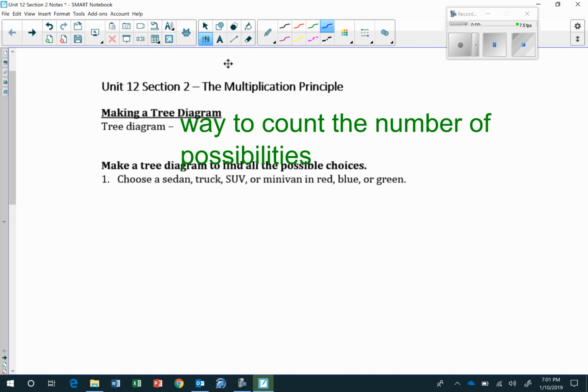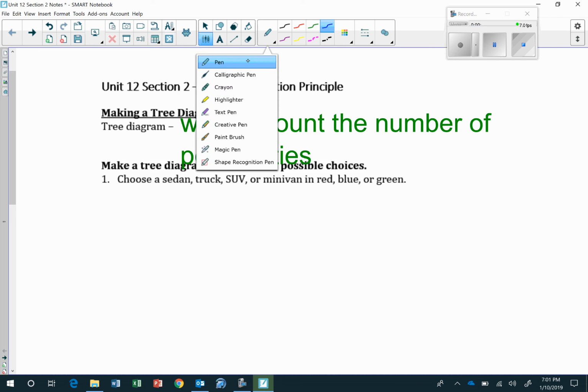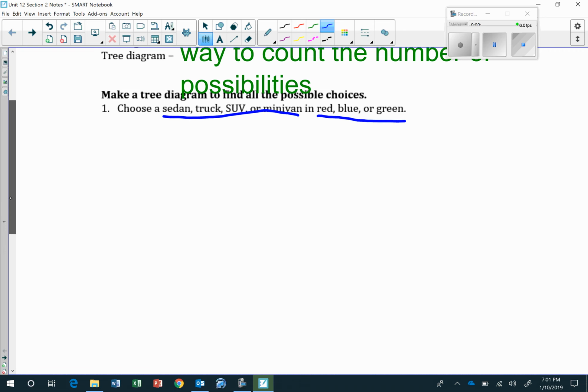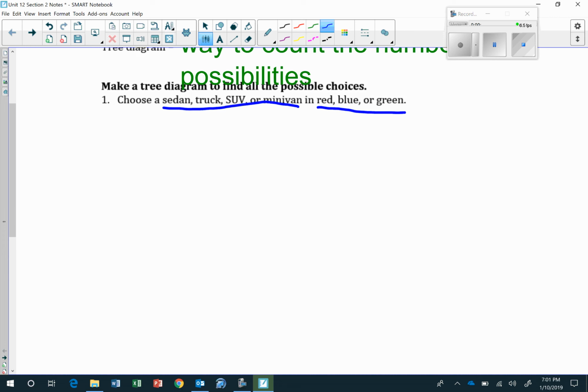So the first one says choose a sedan, truck, SUV, or minivan in red, blue, or green. So we have two different things we have to figure out. Figure out what kind of car and then what color it's in. So to make a tree diagram, you're going to start by listing out all the first ones. So that would be a sedan, a truck, an SUV, or a minivan.